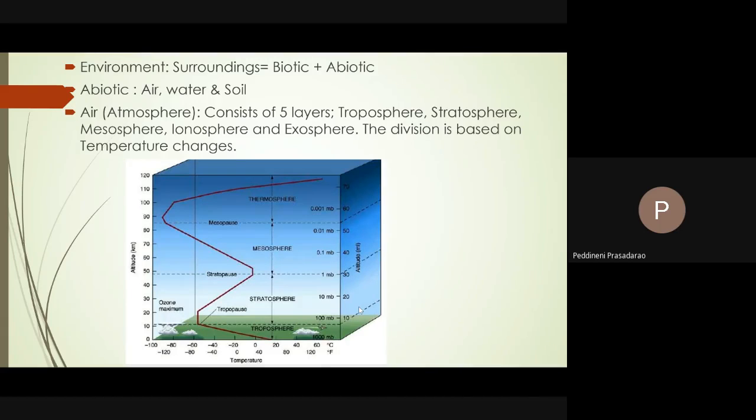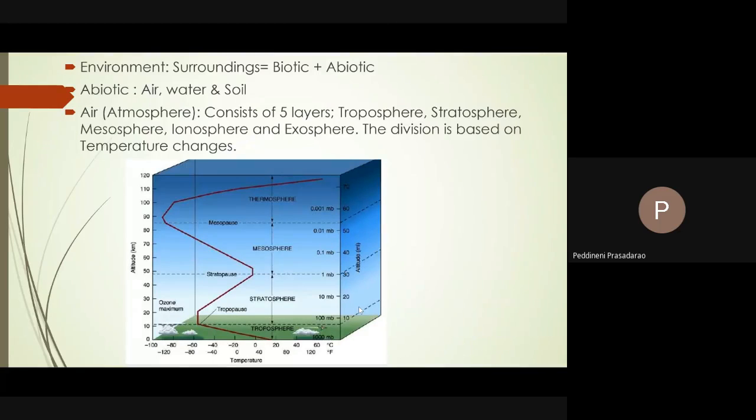When you look at the term environment, the general definition that we offer is surroundings. That's how people look at this term. And when you look at surroundings, two components come to our mind immediately: the biotic component and the abiotic component.